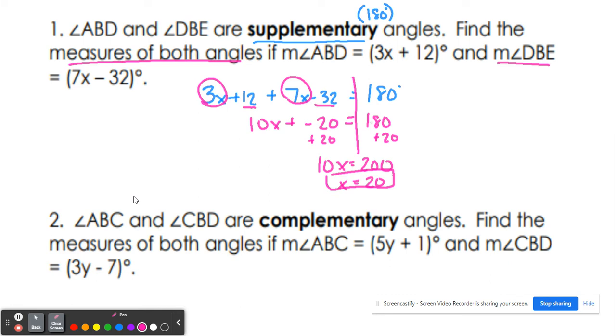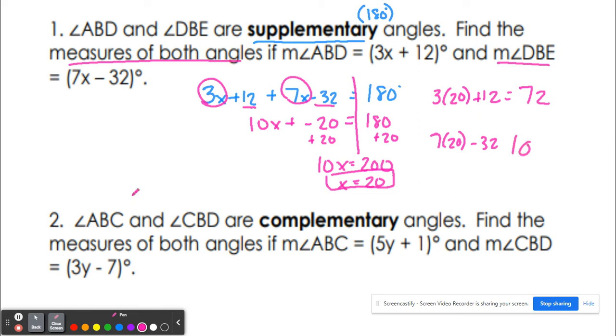So I need to take both of these and plug it in. So I've got 3 times 20 plus 12, that's one angle. And then I'm going to do 7 times 20 minus 32. So 60 plus 12 is going to be 72. Sorry, I lost my place here. And then 140 minus 32 is 108.